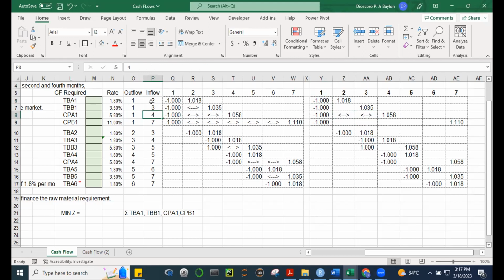For TBA 1, we don't have anything actually, because we invested in month 1 and in the immediate next month it will mature. So there is no open month. Okay, for TBB 1, there is one open month. It's month 2. So we should have this open investment here. All right, so we have to put that now in our if statement.